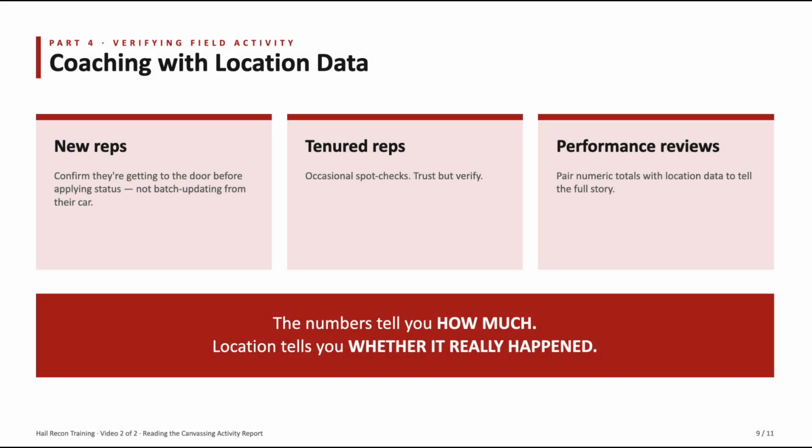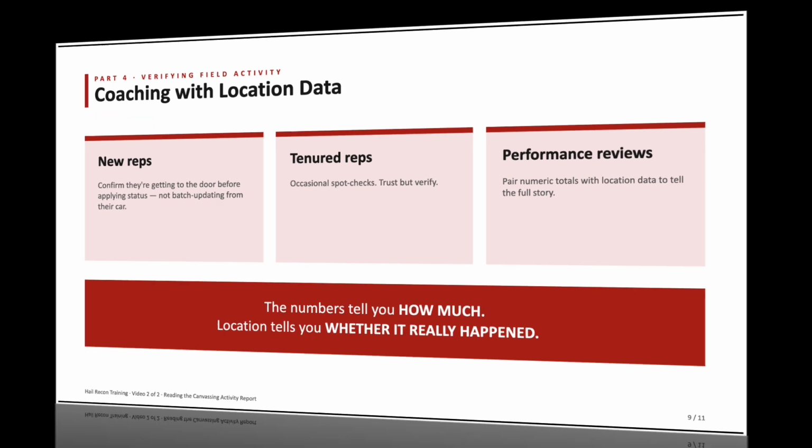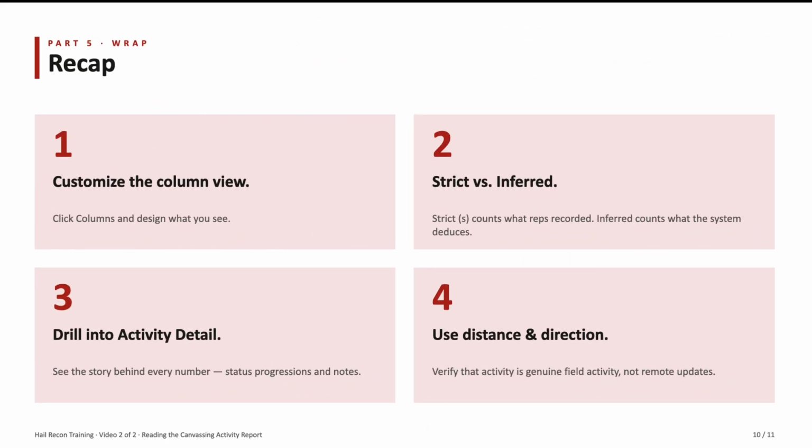3 practical applications. For new reps, this is how you confirm they're actually getting to the door. Sometimes new reps batch update markers from their car at end of day, which inflates the strict counts without reflecting real door knocks. For tenured reps, occasional spot checks build trust. And for performance reviews, the numeric totals tell you how much your reps did, but the location data tells you whether it really happened the way the numbers suggest. Use them together.